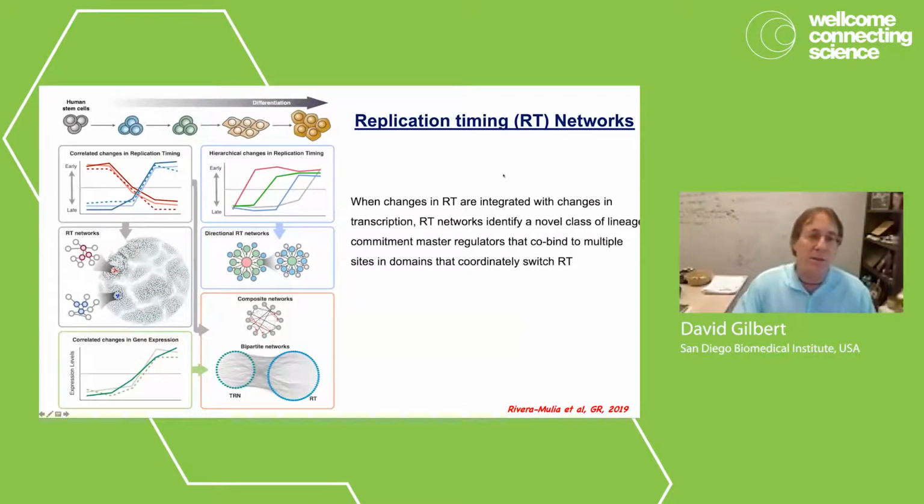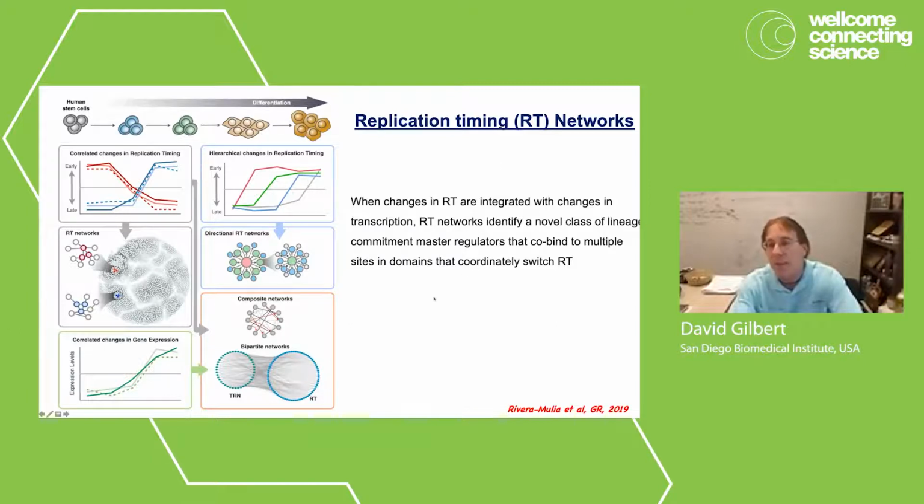Now, some of you may be interested that another thing that we can do with this data is to create replication timing networks. The most interesting thing that came out of this work was that when we correlate changes in replication timing to changes in gene expression as embryonic stem cells differentiate to liver, pancreas, cardiomyocytes, neural precursors, we found that the genes that correlate best with these switches in replication timing are transcription factors. And in fact, they're transcription factors that are central to replication timing networks, or transcriptional regulatory networks.